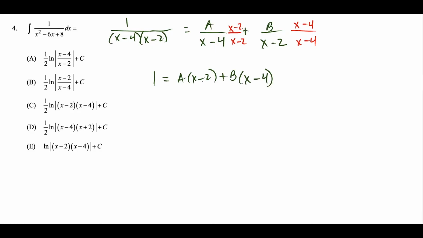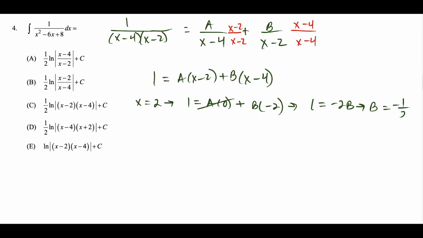And from here, if we want to solve for A and B, the easiest way to do this is to just plug in test values. If we plug in x equals 2, that gives us 1 equals A times 0 plus B times, and if we have x equals 2, we have 2 minus 4 is negative 2. And now the resulting equation here, after this cancels, is 1 equals negative 2B, which tells you that B is equal to negative 1/2. And now next, we could plug in x equals 4.